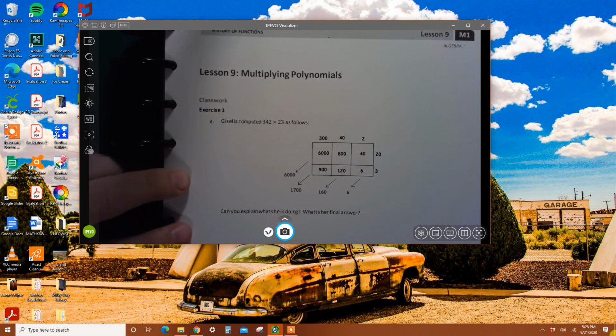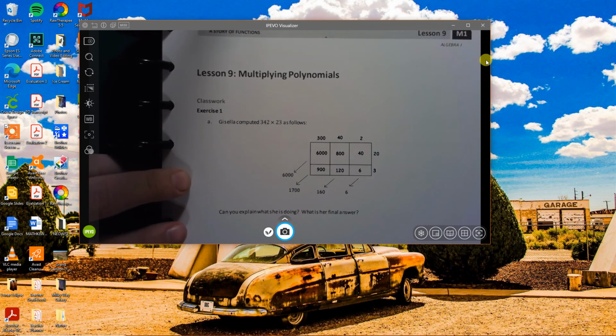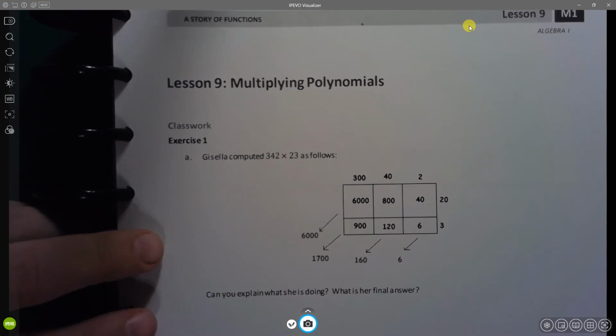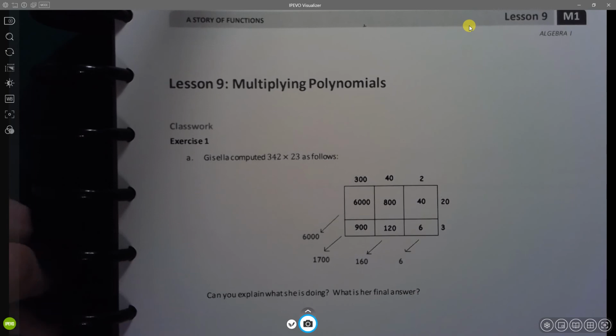Sorry, just trying to make sure I get this all in a good place for us to be able to utilize it tonight. All right, so we are working with multiplying polynomials tonight.